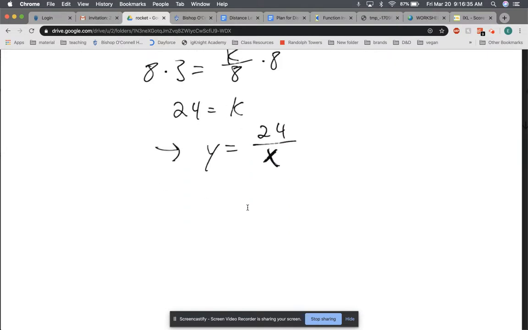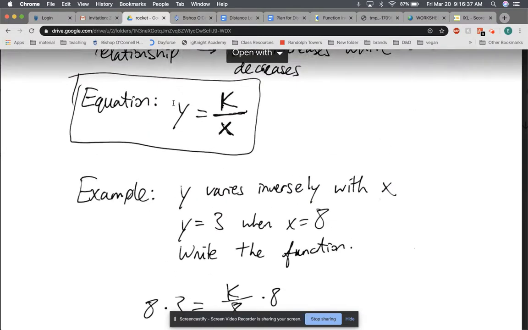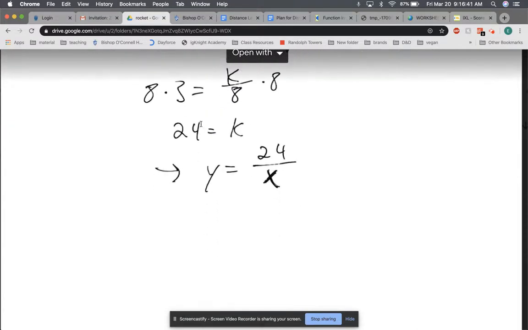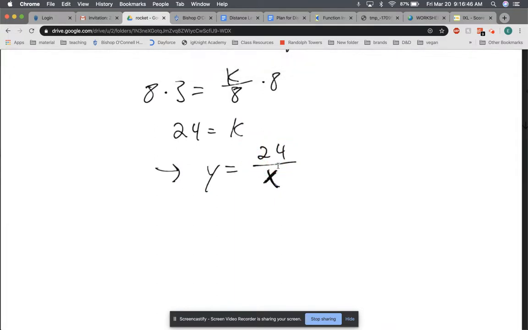And then for the final answer, you rewrite the whole equation. The equation's up here, remember? We have to write y equals something over x, and we knew that k is 24, so it's y equals 24 divided by x. And that's it.